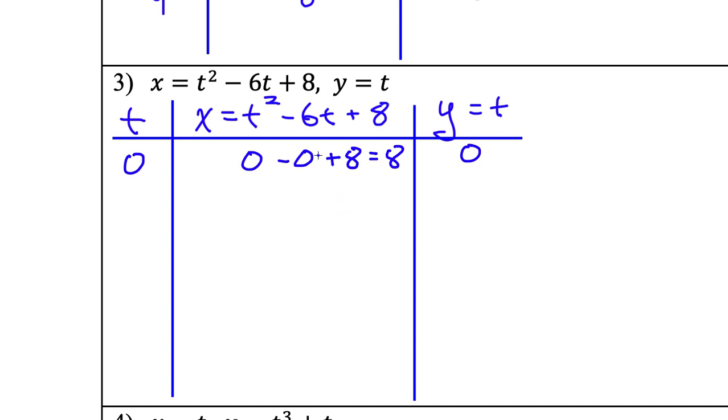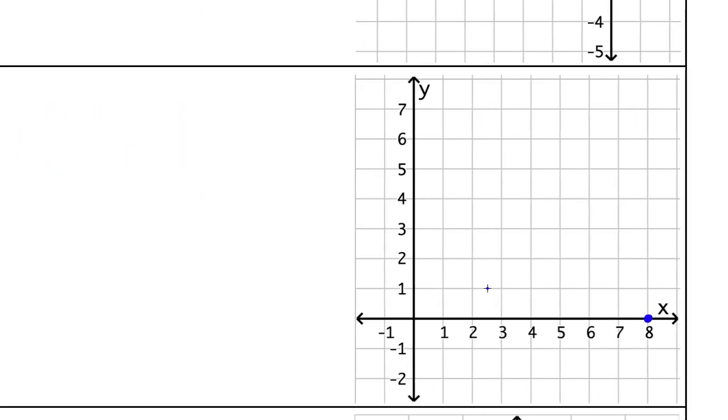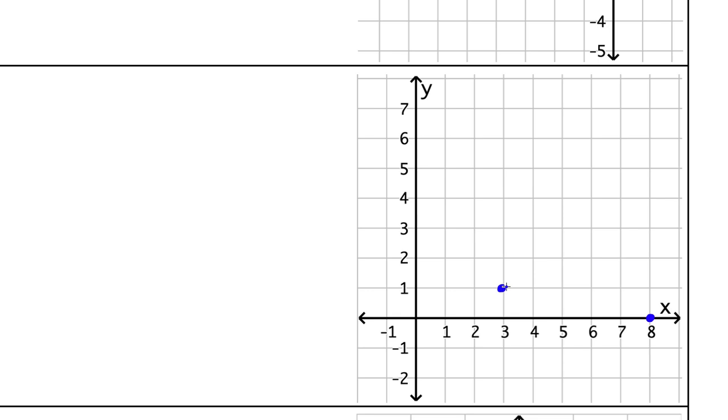Check 1. Sure, why not? So that's going to be 1 minus 6 plus 8. Negative 6 and 8 is 2, and then 2 plus this 1 is 3. And then I just copy that down as well: 3 comma 1.